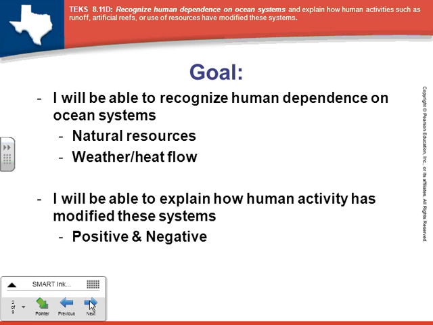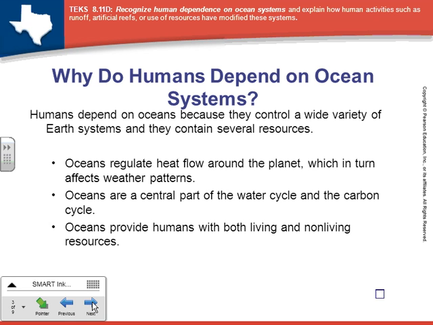So your goal today is you should be able to recognize human dependence on ocean systems, including natural resources and weather and heat flow. And you should be able to explain how human activity has modified these systems, both positive and negative effects that we've had on the ocean. So let's start with how we depend on the ocean.